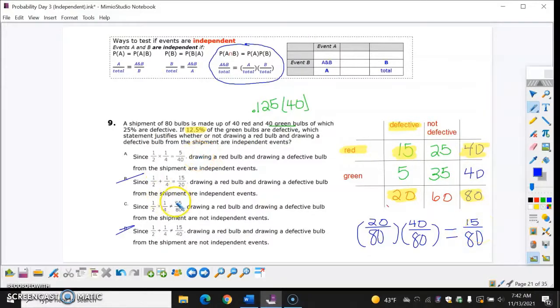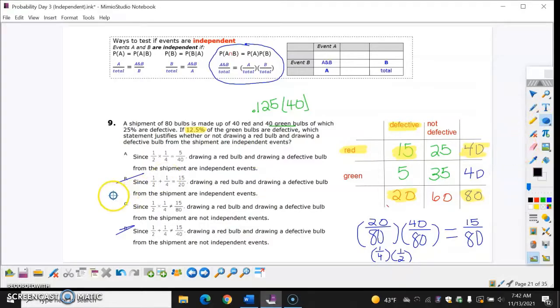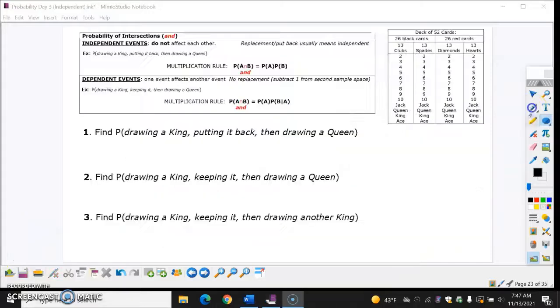And you can see the 15 out of 80 here. 20 over 80 reduces to 1/4. 40 over 80 reduces to 1/2. That does not multiply to give you 15 over 80. So whether or not the bulb is defective depends on if it is a red or a green bulb, because you're not getting the same probability. That means that they are dependent events.